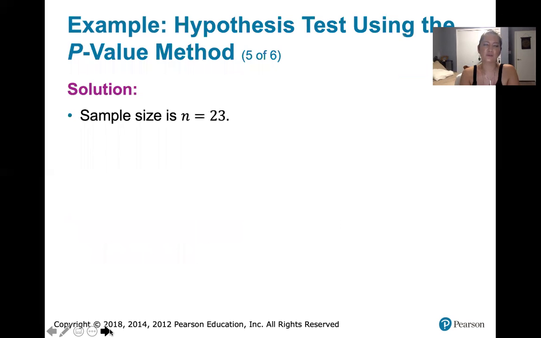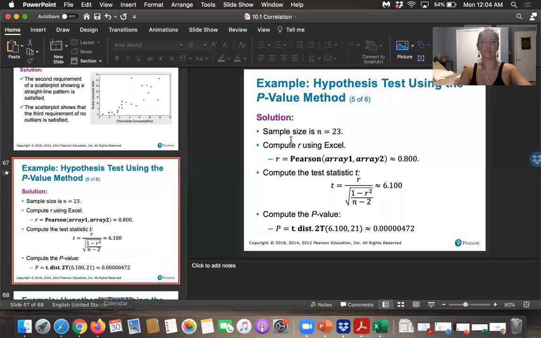So in order to do all of that, we need to identify our sample size. Our sample size is 23. We've got 23 ordered pairs, and then we'll compute R using Excel. So let me show you how to do that.